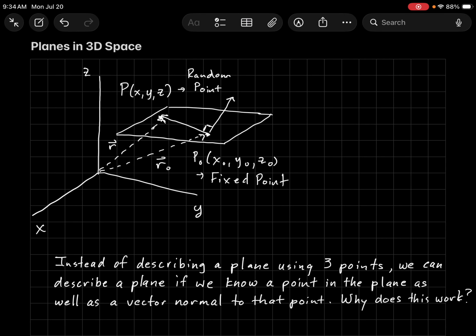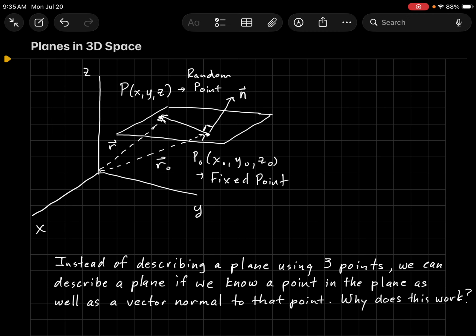how can we use this to find the equation of a plane in three-dimensional space? So let's consider the drawing now. We have a point, P naught, which is x naught, y naught, z naught, which is our fixed point. And then we have a vector which we will assume for now is going to be normal to our plane. We have another point in the plane, P, x, y, z, which is a random point, which really represents all the other points of the plane.